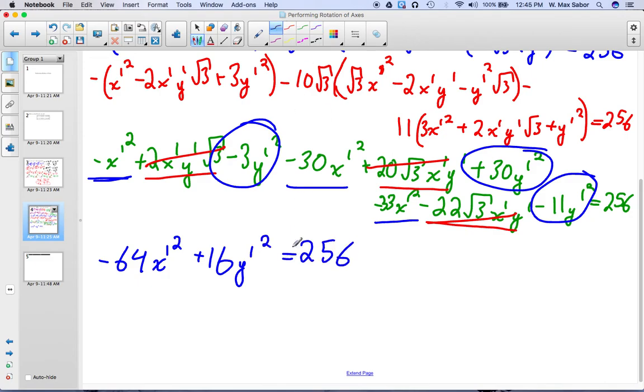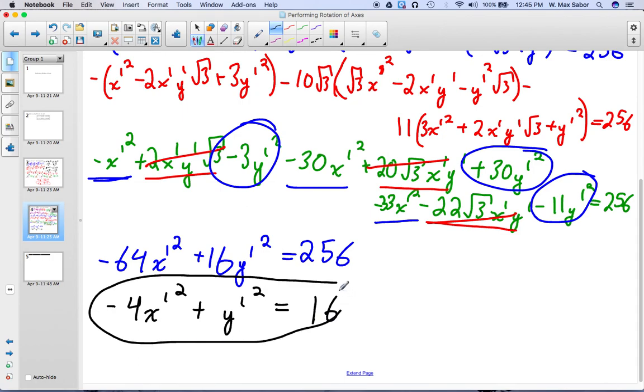And now typically we'll divide out by a common factor. They're all divided by 16. So this leaves us with negative 4 x prime squared plus y prime squared equals 16. And there is our rotated equation.